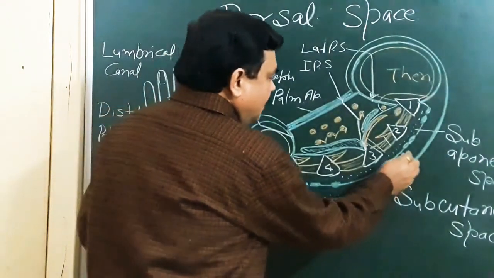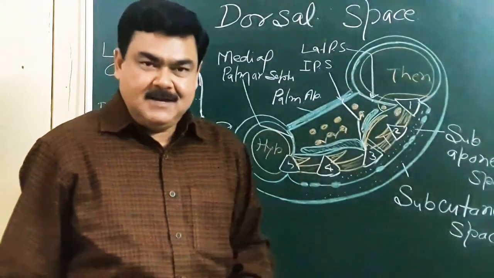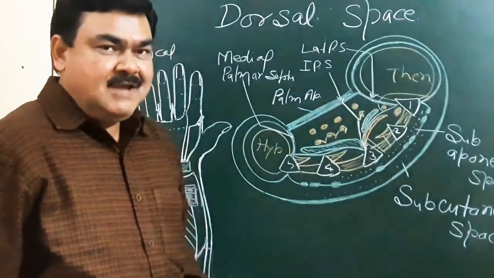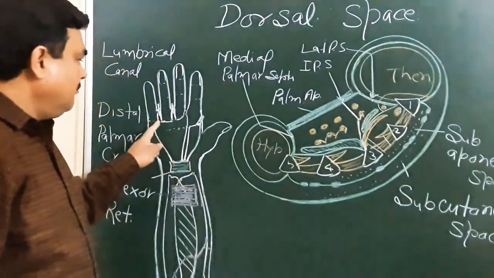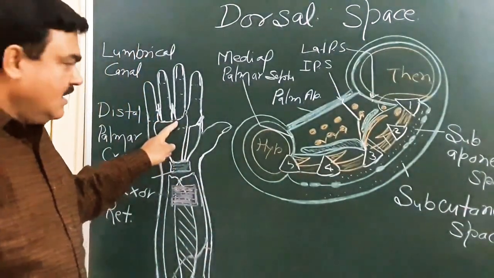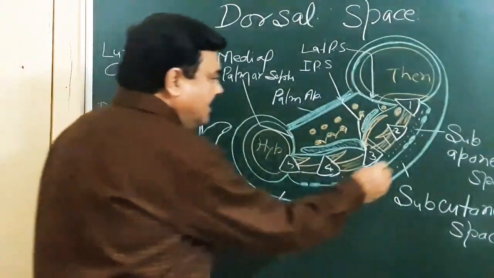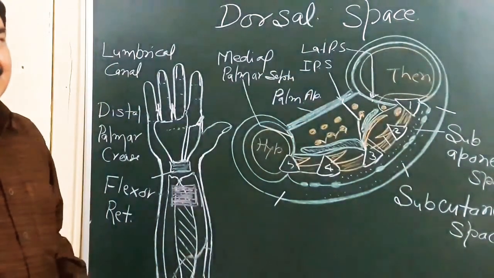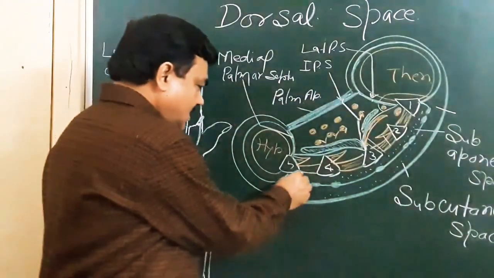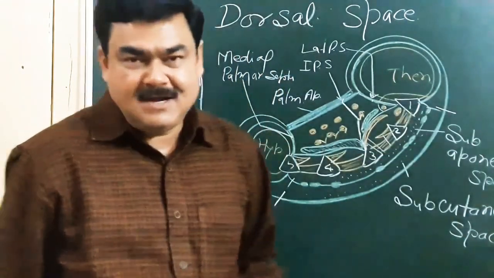This is the subcutaneous space. If the spaces are infected, the pus can be drained by giving an incision over the web space, or pus can be drained by giving an incision on the lateral margin of the dorsum of the hand here. So this is all about the dorsal spaces of the hand. Thank you.